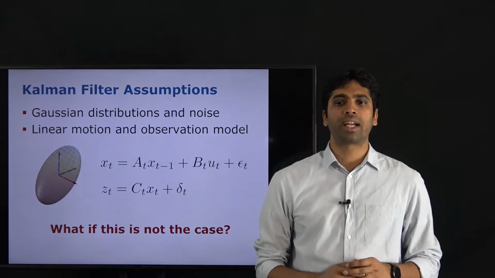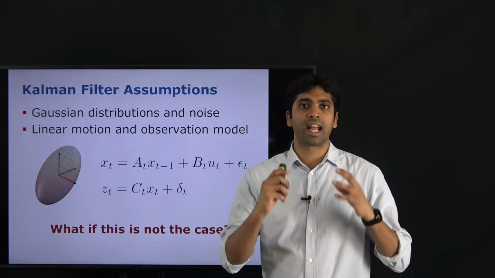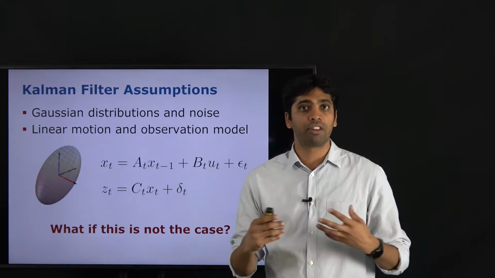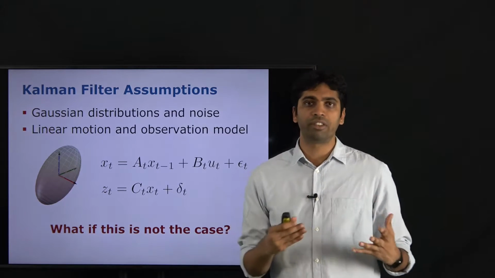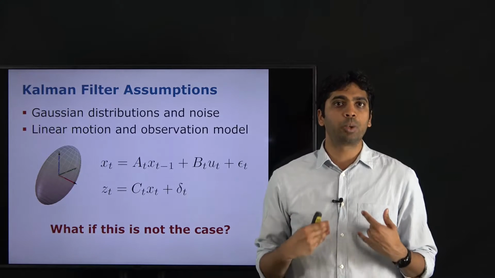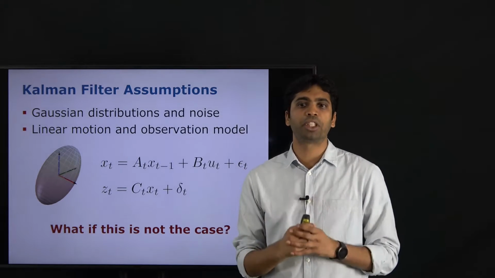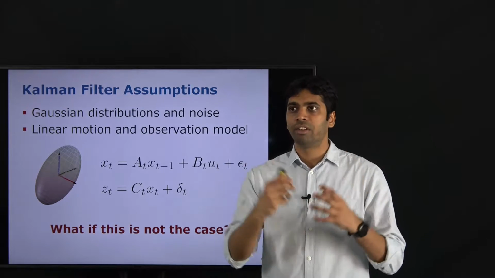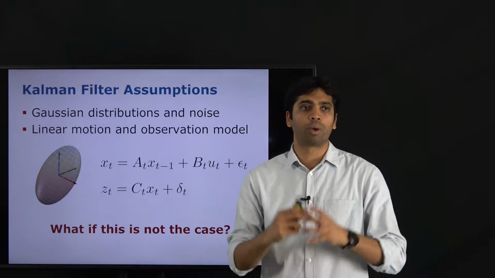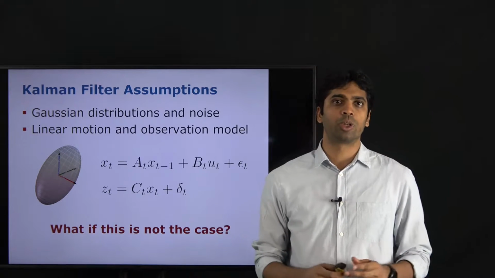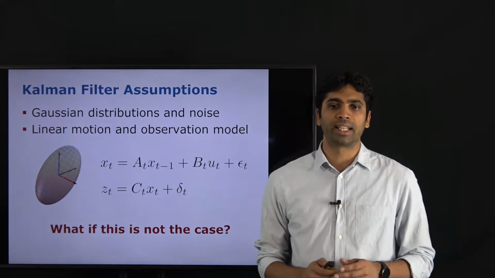However, in practice, it's often the case that these models are not linear. For example, if you think of an Ackermann drive, which is basically our cars, or even a differential drive, we had seen the equations and these were nonlinear equations. And even the standard measurement models where you detect, say, features around the environment, or you have a camera which detects certain features, all these models are also nonlinear. So what do we do in that case?